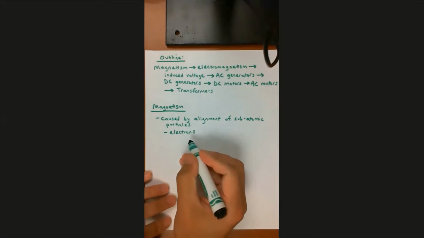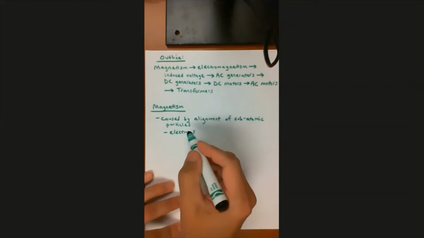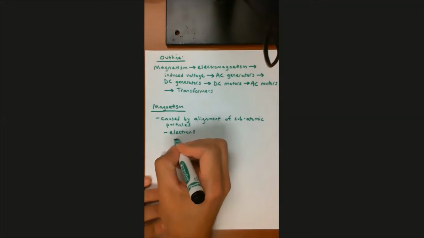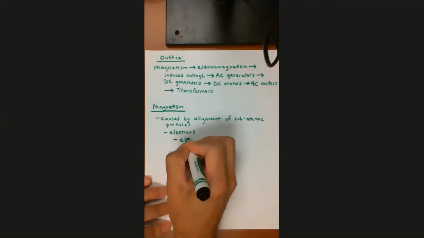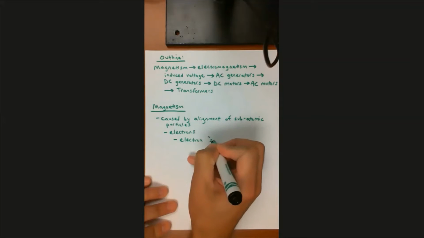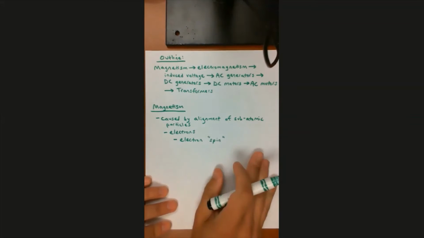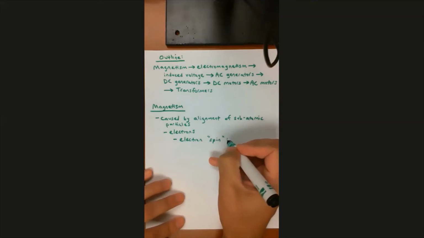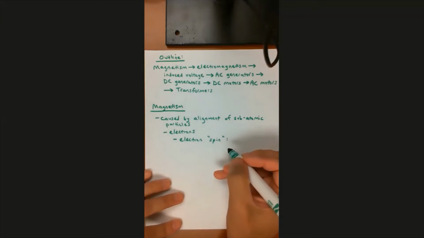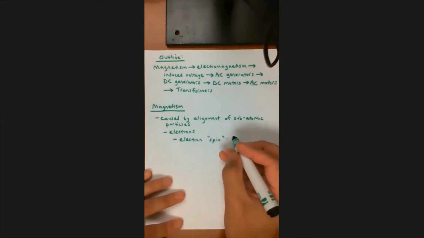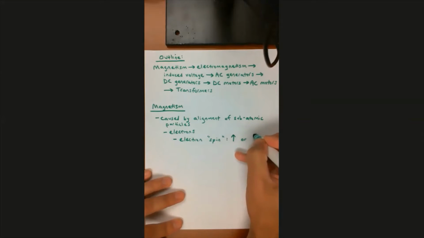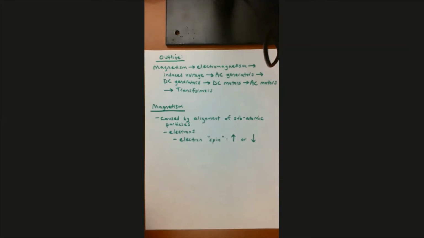And even more specifically, when we talk about the alignment of electrons, that's kind of a weird thing to think about, but what we really mean is something called electron spin, which might not be something that you've heard of before. What electron spin means is that as the electrons are filling up the electron shells around the nucleus, each electron is said to either have up spin or down spin.